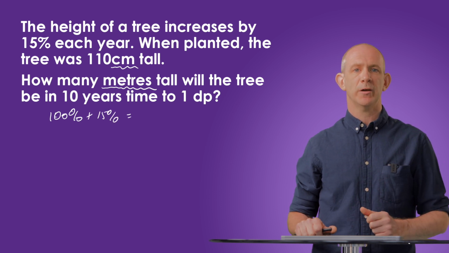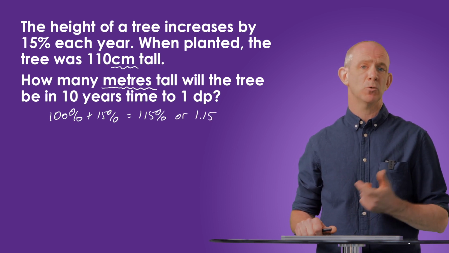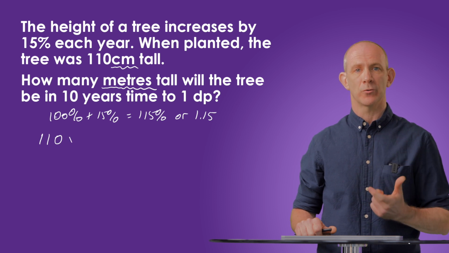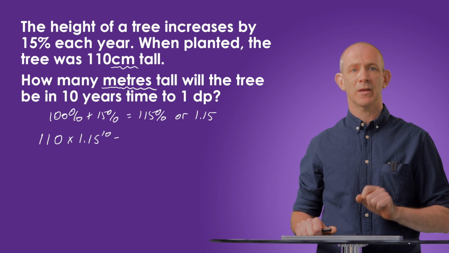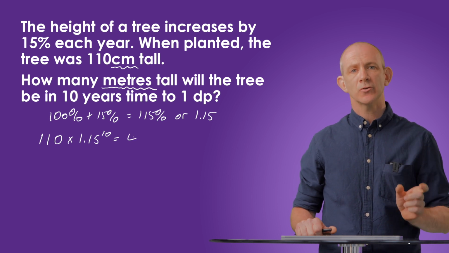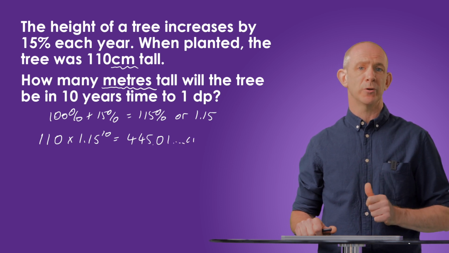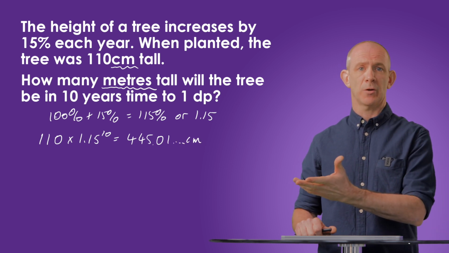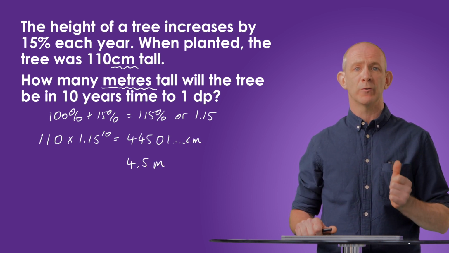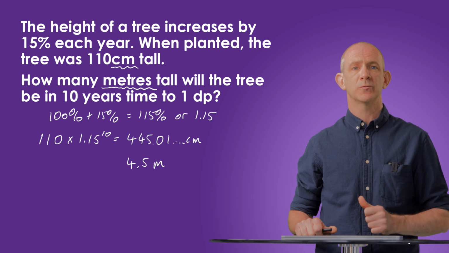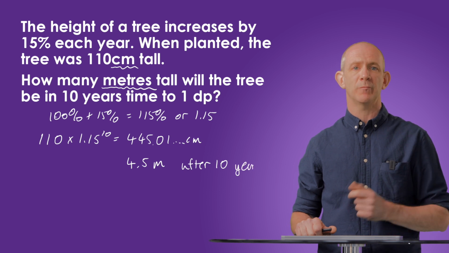Firstly, let's work out the multiplier, which is going to be 100% plus 15%, or 115%, 1.15, as it's a growth. Let's apply that to the original amount of 110, using the term as the power. So 110 times 1.15 to the power of 10 is going to give us 445.011 and ongoing. As that is in centimetres, let's divide it by 100 to get 4.45, or 4.5 to 1 decimal place. So after 10 years, we're predicting it will grow to 4.5 metres tall.